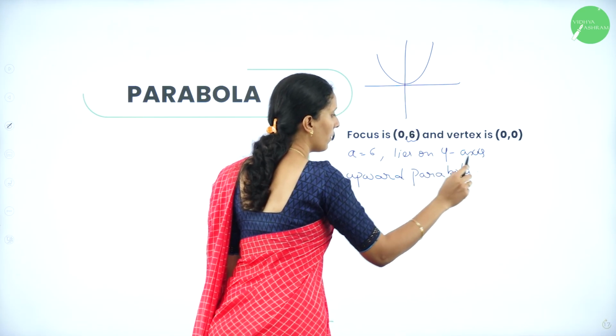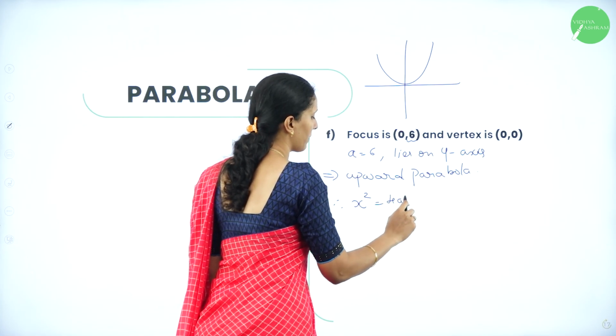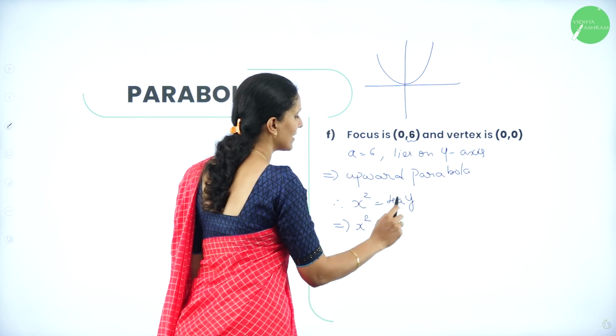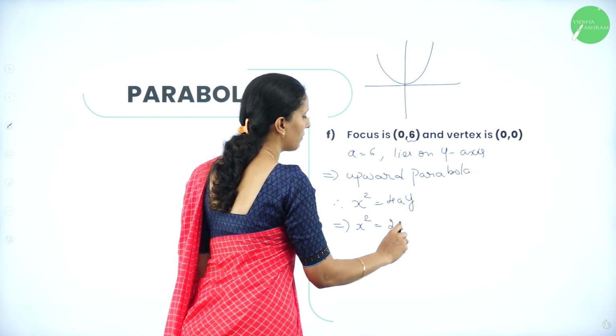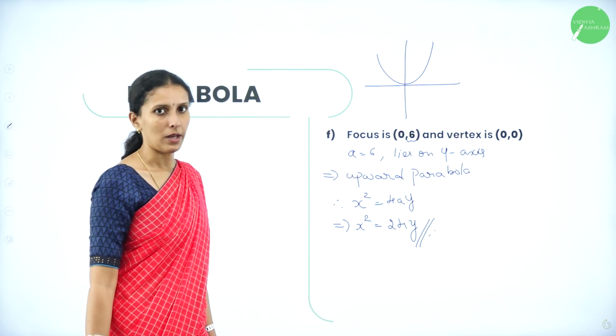What is the standard form of the upward parabola? It is x square is equal to 4ay. So this implies x square is equal to 4 into 6, a is 6 given, so 24y. So this is the standard form of the parabola. So by studying the characteristics, we can write the equation, and by looking at the equation, we can write the characteristics of the standard form of the parabolas.